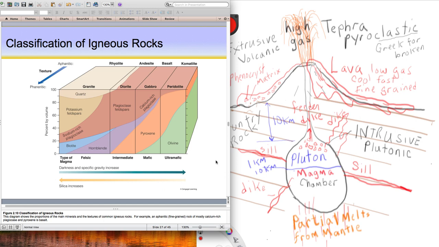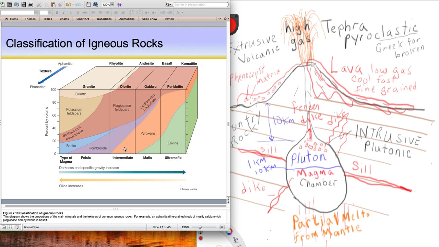Then another way we look at it in terms of composition, this table here from your textbook is showing those compositions: felsic, intermediate, mafic, and ultramafic. What's nice about this diagram is that we're looking at rate of cooling here. We've got aphanitic and phaneritic, so these would be your volcanic extrusive rocks here. Here is your plutonic intrusive rocks. Now, the other thing about this, it's showing what minerals would be present. So remember earlier I said if you have quartz and potassium feldspar, you're going to have some sort of felsic rock. And that felsic rock, if it's cooled slowly, is going to be granite. If it cools rapidly, it's going to be rhyolite.